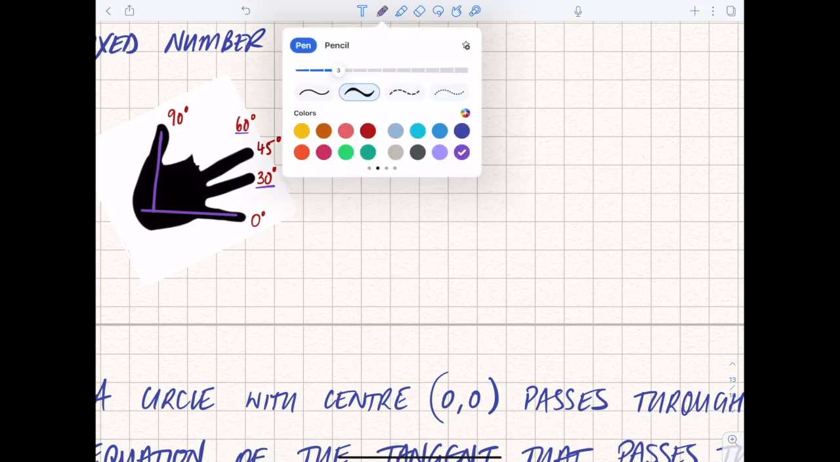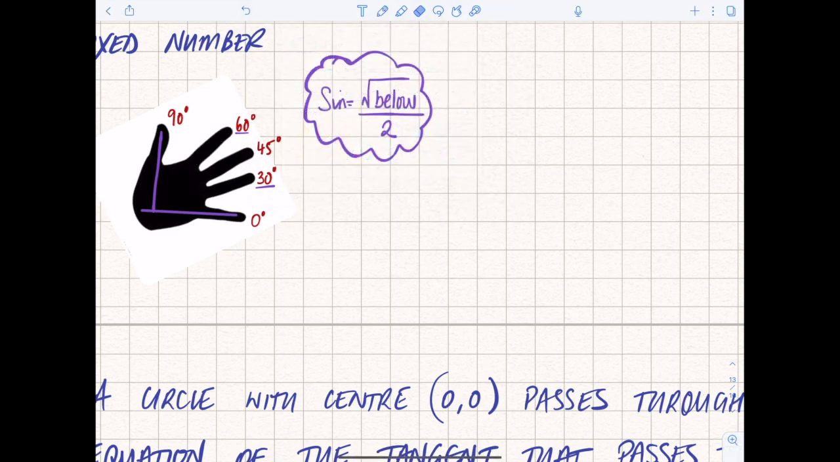Okay. Next thing to think about is what happens with cos. So if we've got cos, it's the opposite of that. So it's the number of fingers above over 2. So in this case, let's look at an example. Let's do cos 30. Well, you would put down this one.